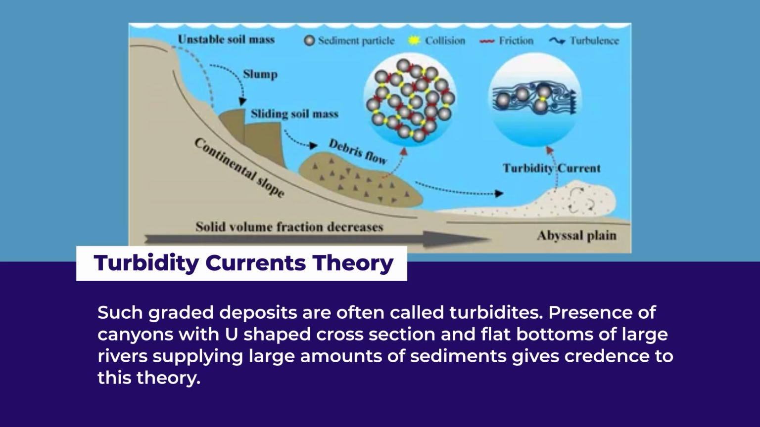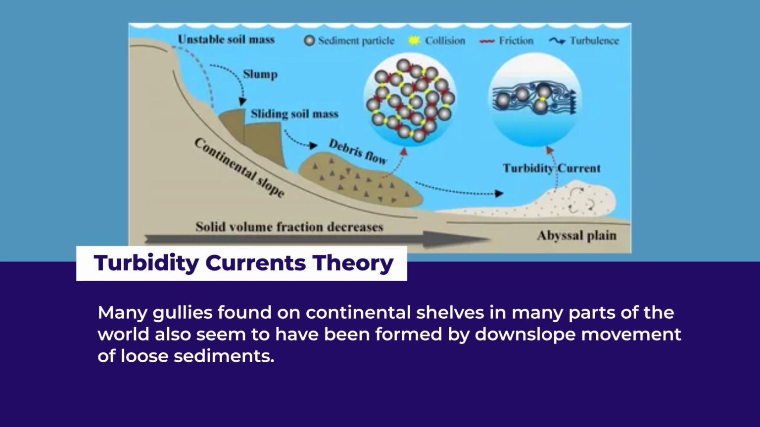Presence of canyons with U-shaped cross-section and flat bottoms of large rivers supplying large amounts of sediments gives credence to this theory. Many gullies found on the continental shelves in many parts of the world also seem to have been formed by downslope movement of loose sediments. So there are scientific evidences supporting the explanation of turbidity currents.